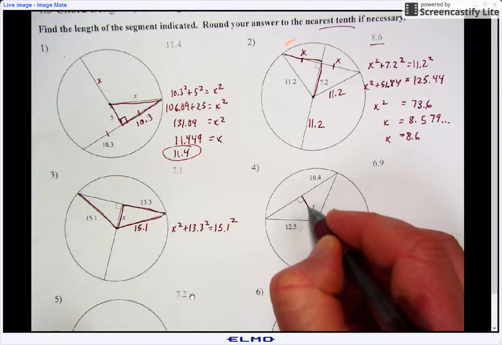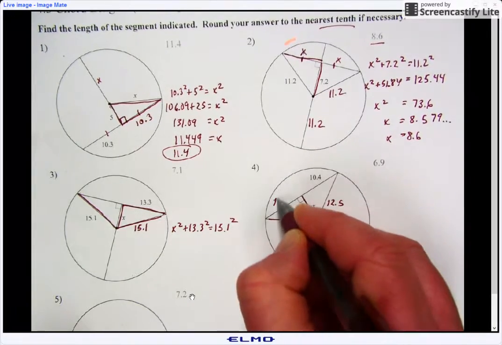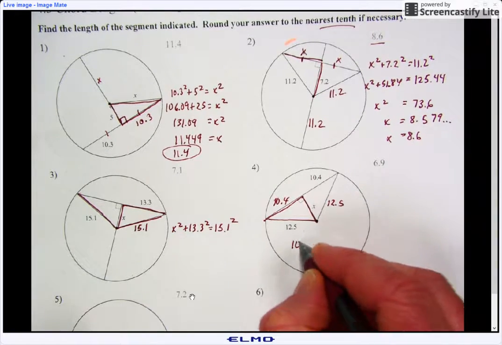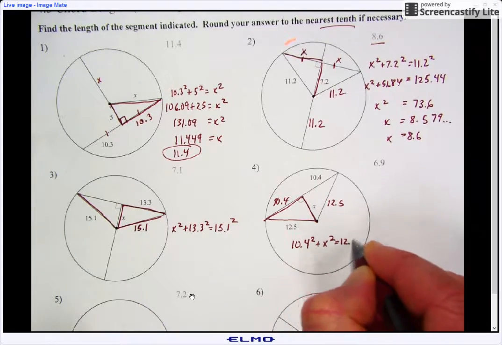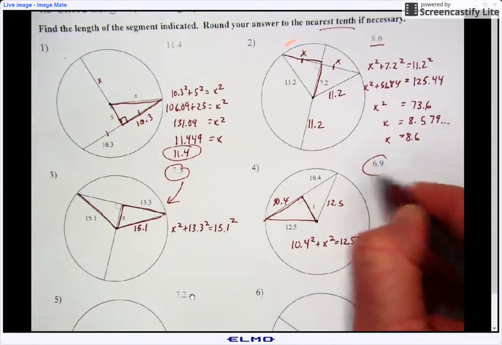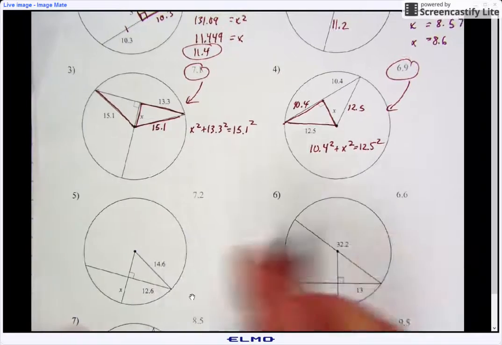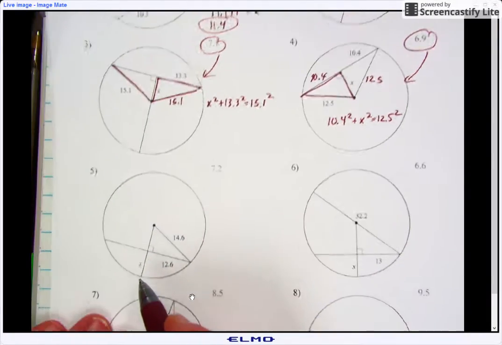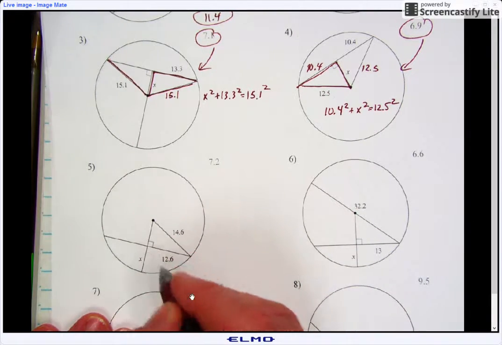Go to this next one. What do you know? I know the hypotenuse is 12.5. I could write it there. I know this is 10.4. I could write it here. Either triangle, 10.4 squared plus x squared equals 12.5 squared. By the way, there's the answers. Keep going. Nothing is really changing very much here. Only now I have an x that is a little bit further down the line. So it's kind of a two-step process.